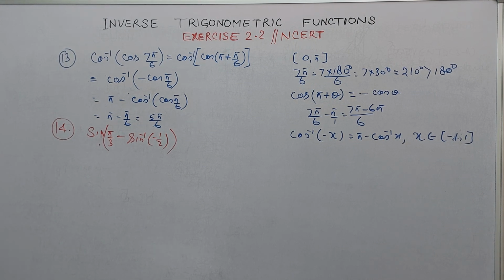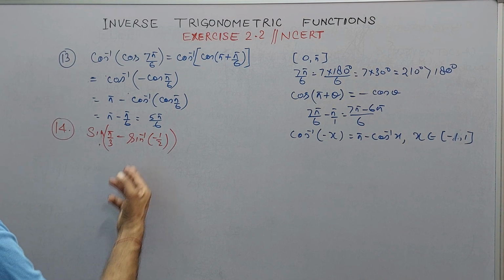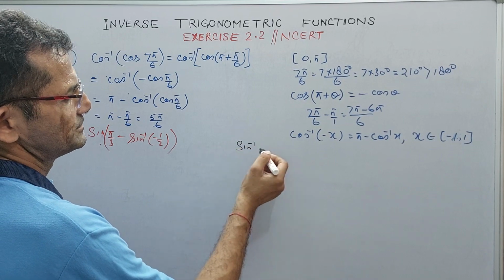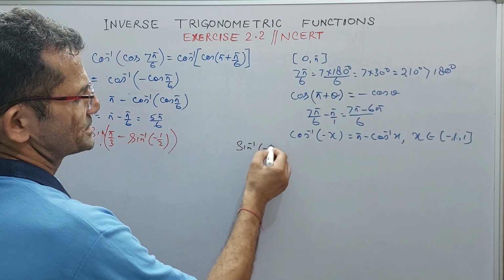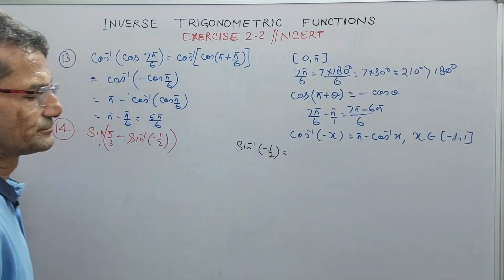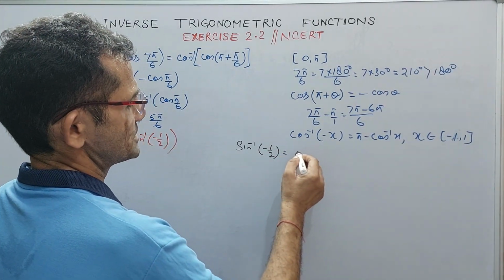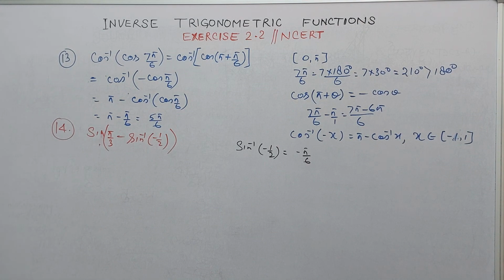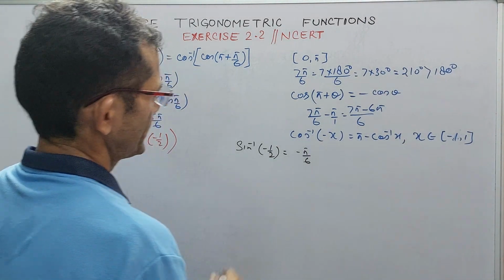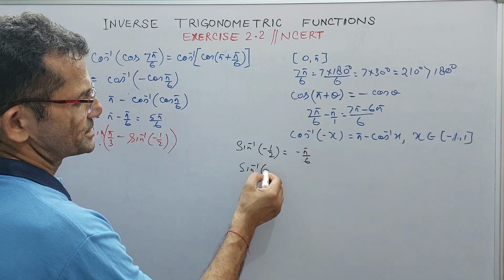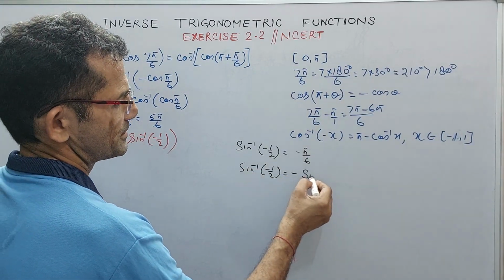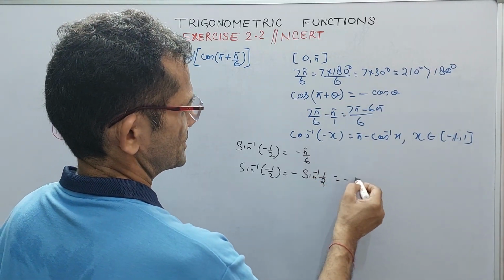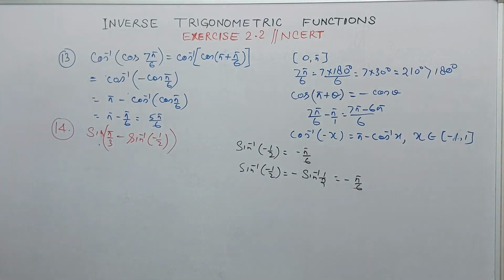Now in this question, first we have to change this one, sin inverse of minus half. We know that sin inverse of minus half will be pi minus pi by 6, that is minus pi by 6. We can also use this: sin inverse of minus half is equal to minus sin inverse of half, and sin inverse of half comes out at 30 degrees, so it comes out as minus pi by 6. Now this is the value used here.